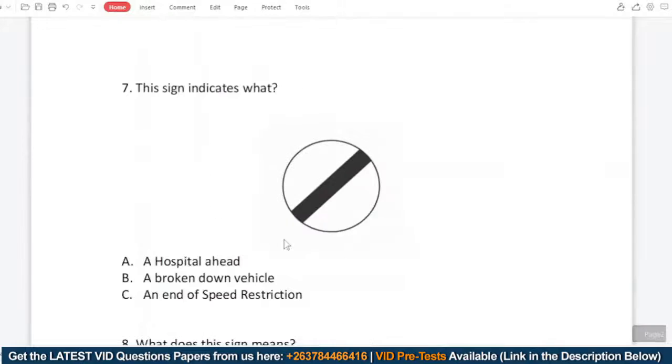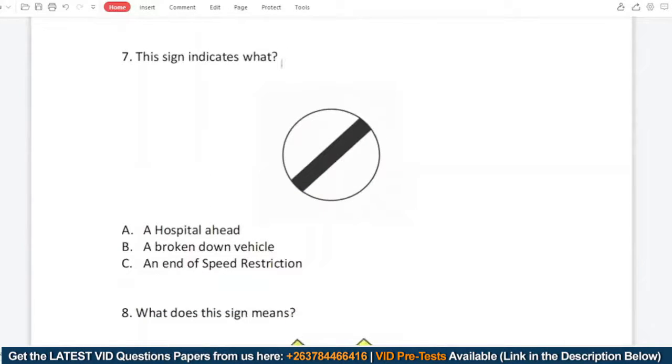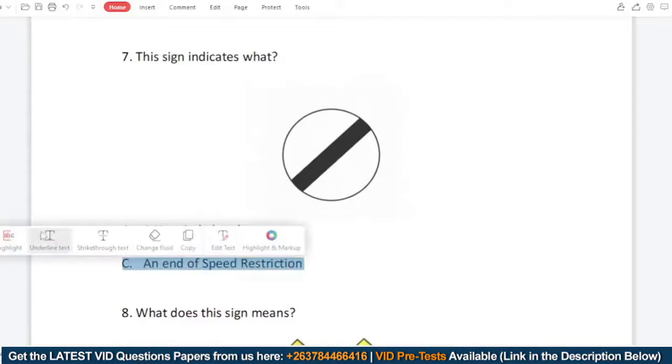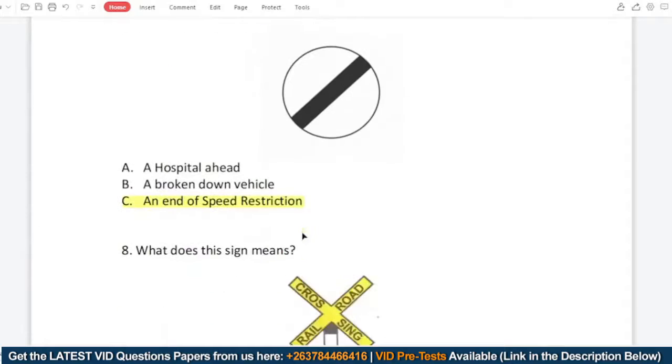Now for number 7, this sign indicates what? So this is the sign that we have here. Option A, hospital ahead, false. A broken down vehicle, false. The end of a speed restriction. So this sign is an end of a speed restriction sign. So the correct answer here is A.